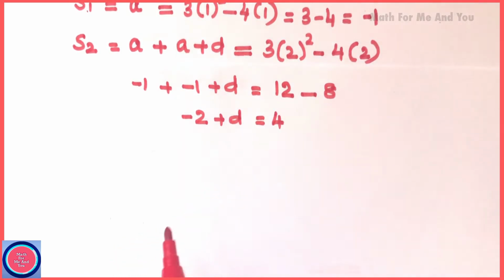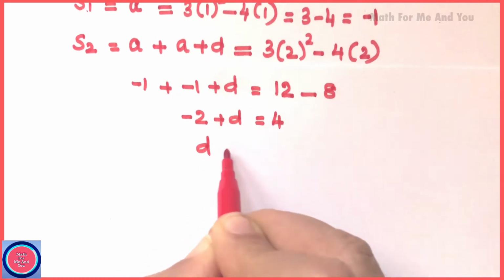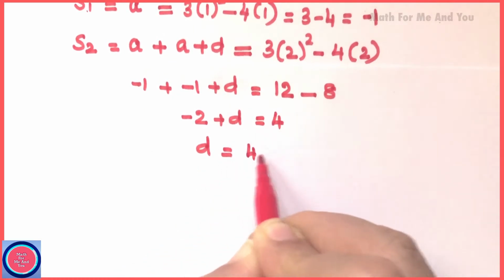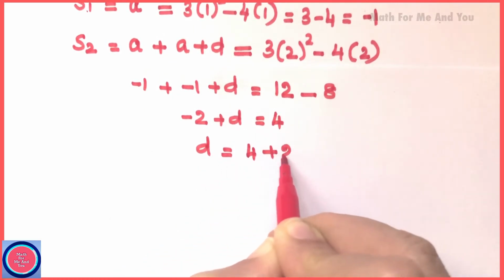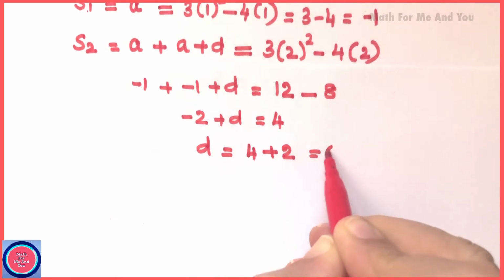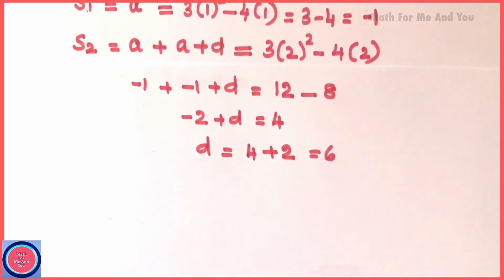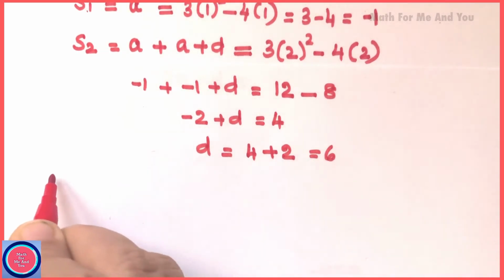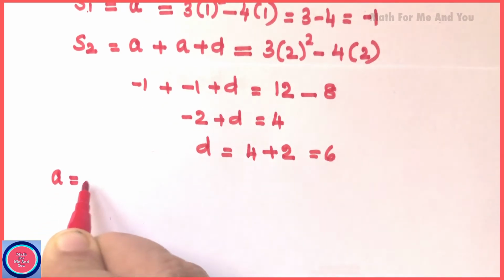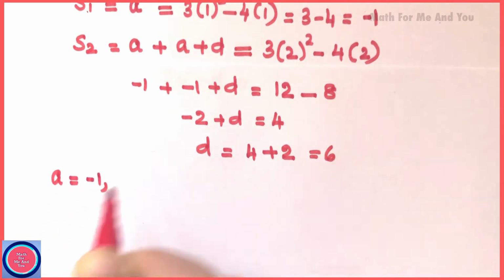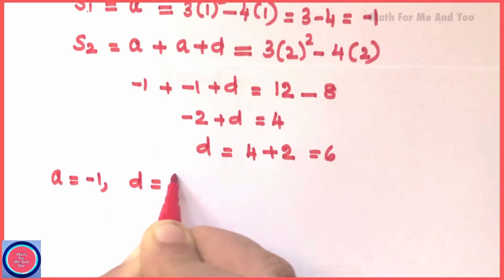We can calculate D. How? Move minus 2 to the right side. It becomes plus 2 with the 4. 4 plus 2 is 6. See, we are getting the common difference D as 6. A is minus 1. Already we got. And now we are getting D equals 6.